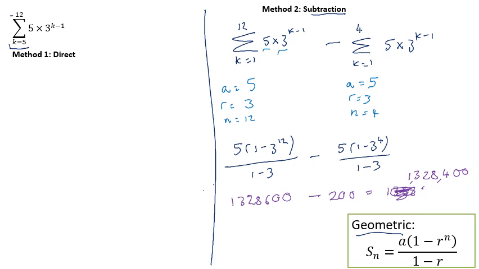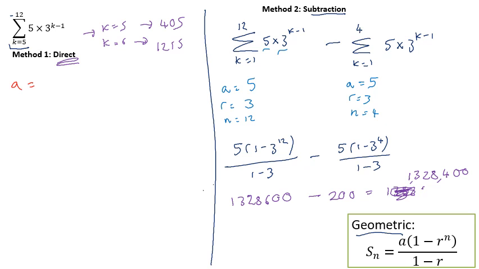The direct method is as follows. I'm just going to begin by working out when k equals 5 what the first term would be, and then when k equals 6 what the second term would be. When k equals 5, there we get 405, and when k equals 6 we get 1215 and so on.